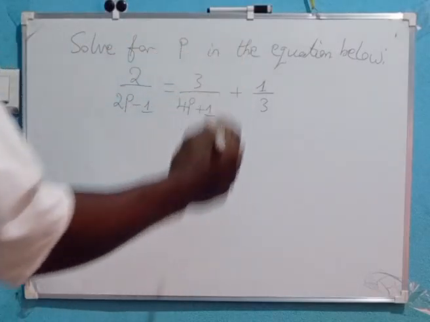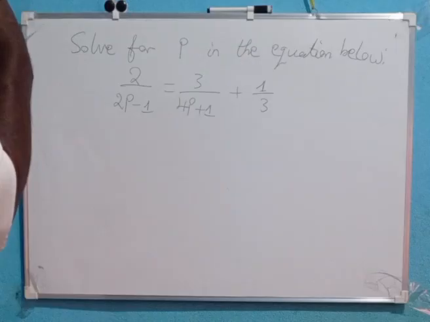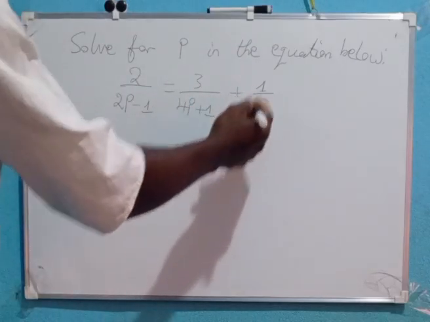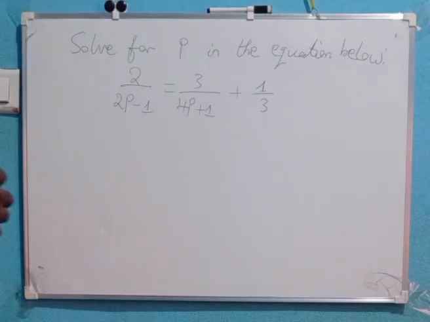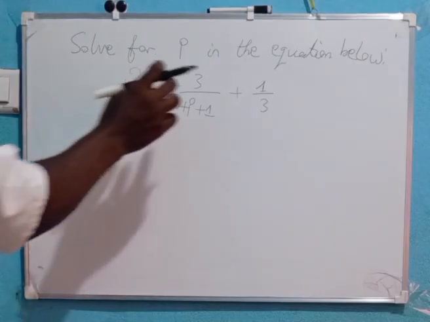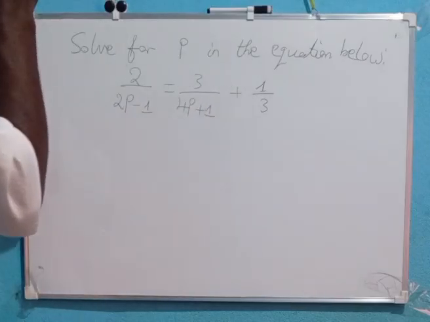Solve for p in the equation below. We have 2 all over 2p minus 1 is equal to 3 all over 4p plus 1 plus 1/3. For us to solve for p in this equation, we are going to start by transferring 3 all over 4p plus 1 to the left hand side.